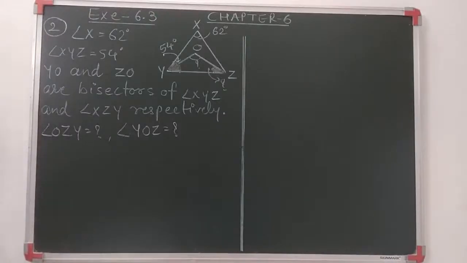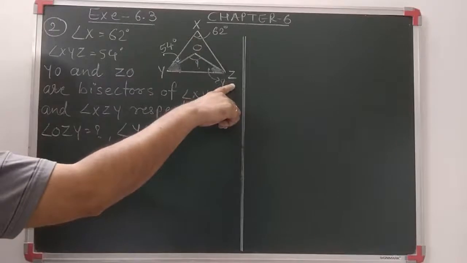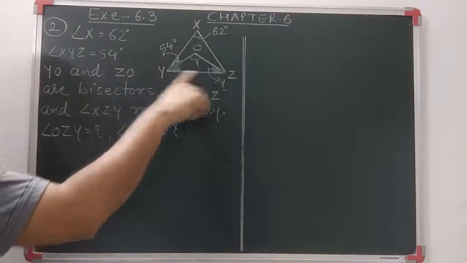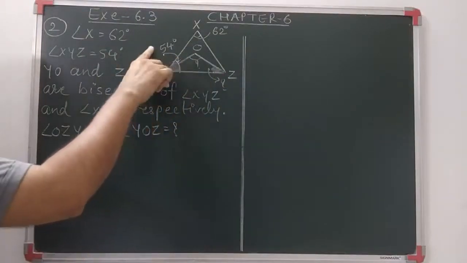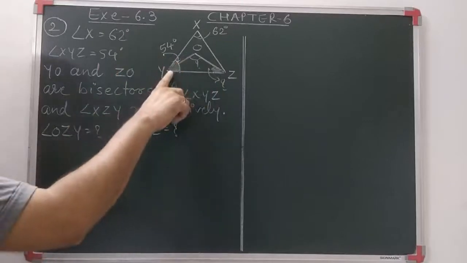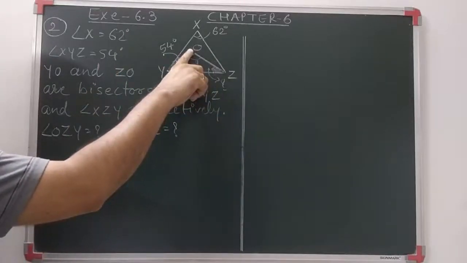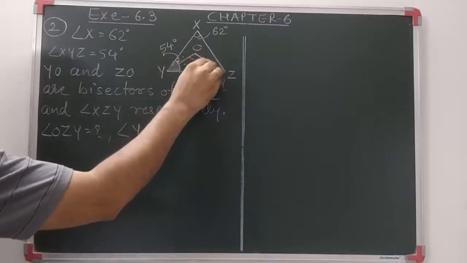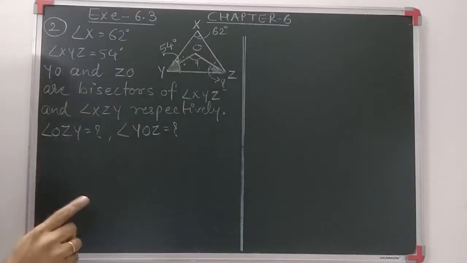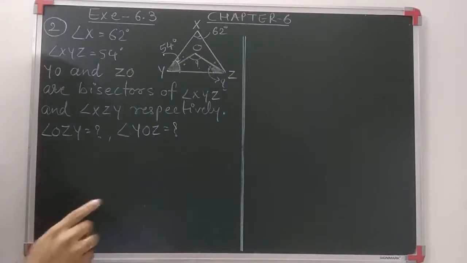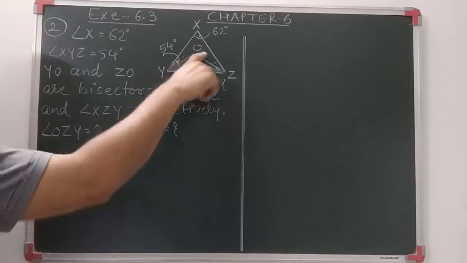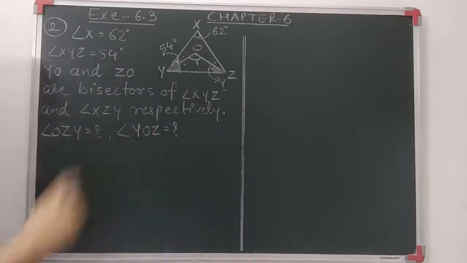It is, we can say, an important question. Let's see what is given. It's a triangle XYZ where the angle X is given as 62, the whole angle. Angle Y, that is XYZ, the whole angle, is given as 54. Here it is given YO and ZO are the bisectors. Students, bisector means which divides the angle into two equal parts. Given the bisectors, we have to find angle YOZ and angle OZY. These are the two angles we need to find.